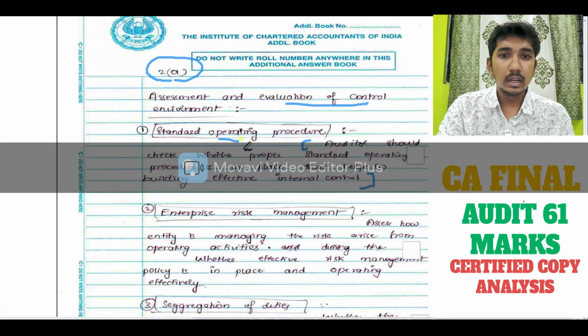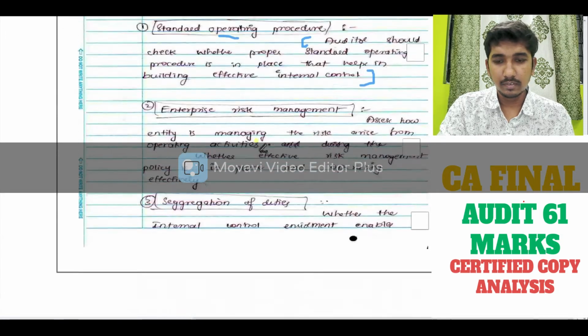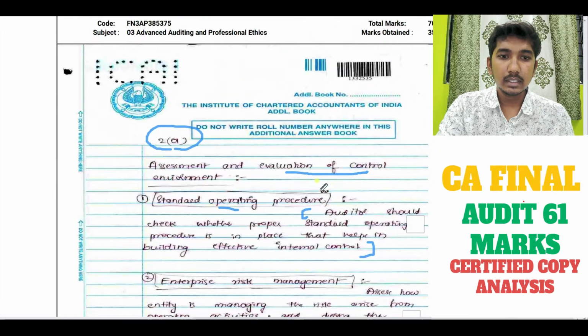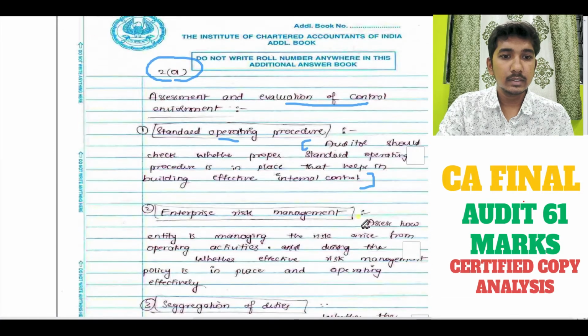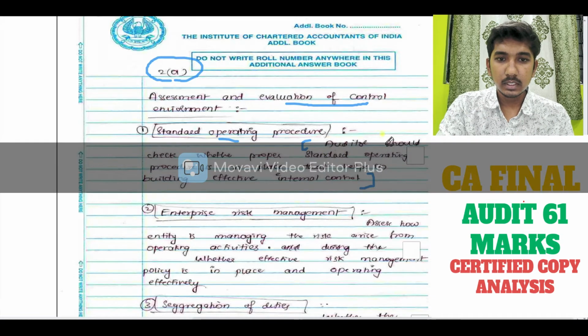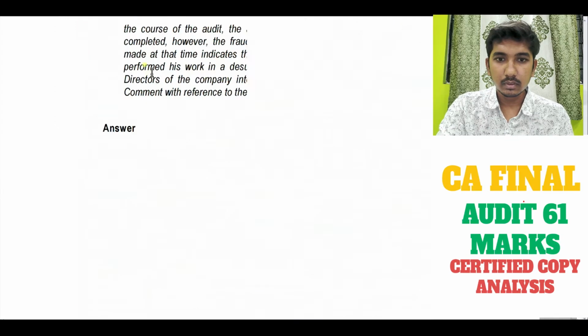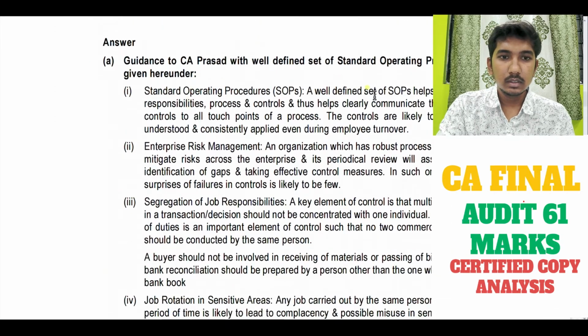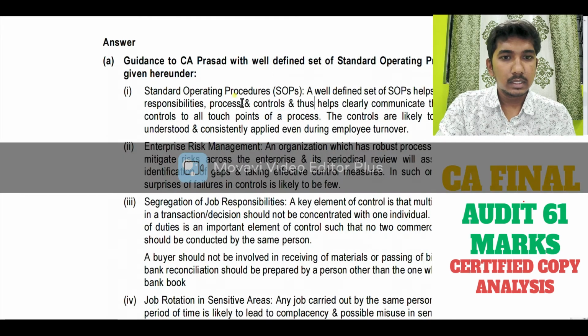The matter inside the side headings is broadly matching the suggested answer. So with this we can conclude that side headings are very important in audit. Because of side headings I have secured 4 out of 5 marks in this question, and the matter inside the side headings is broadly matching the suggested answer, but it is not exactly matching. For example, in standard operating procedure I have written the auditor should check whether a proper standard operating procedure is in place that helps in building effective internal control. Let us check the suggested answer. A well-defined SOP helps define roles, responsibilities, processes and controls. So you can see here it is broadly matching.